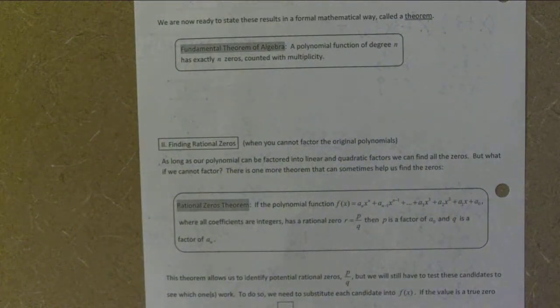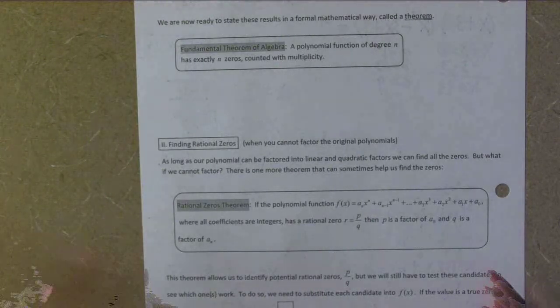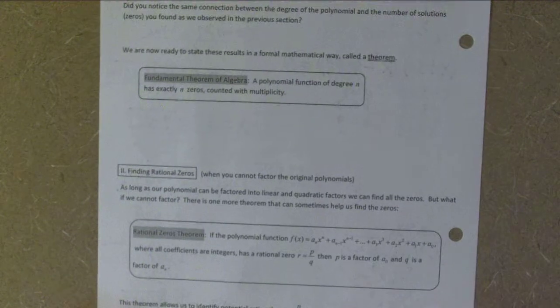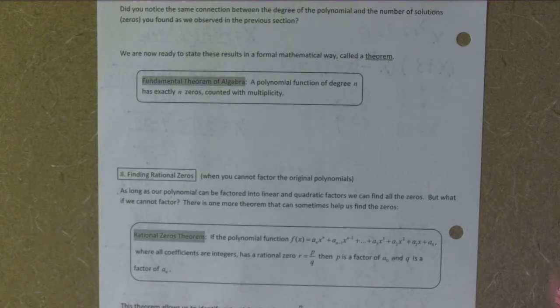we go over here to page 100. We finally made the triple digits. So now, it says, did you notice the same connection between the degree of the polynomial and the number of solution zeros you found as we observed in the previous section. We are now ready to state these results in a formal mathematical way called a theorem. Now, it's the fundamental theorem of algebra. A polynomial function of degree n has exactly n zeros counted with multiplicity.